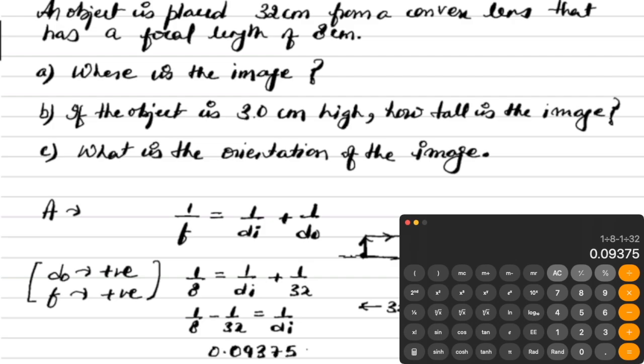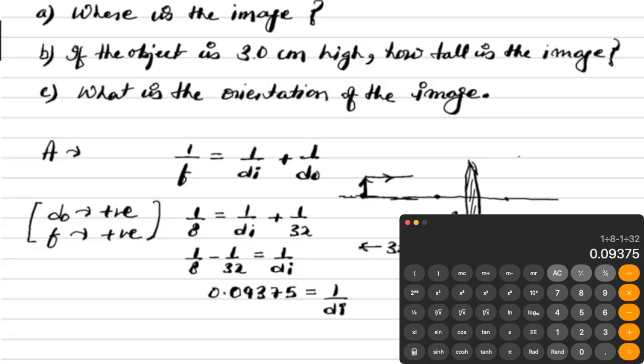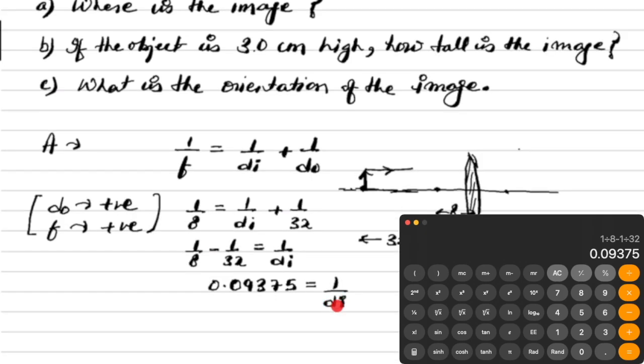I'm getting 0.09375. Am I done? No, this is just a reciprocal, right? So if I want to find DI, I need to take the reciprocal on both sides. So in my calculator, whatever answer I'm getting, 0.09375, I will just take 1 by it, and I will get 10.66. So DI is 10.66, or approximately you can say 11 centimeter. Approximately that will be the distance of the image. So my calculation work is done.